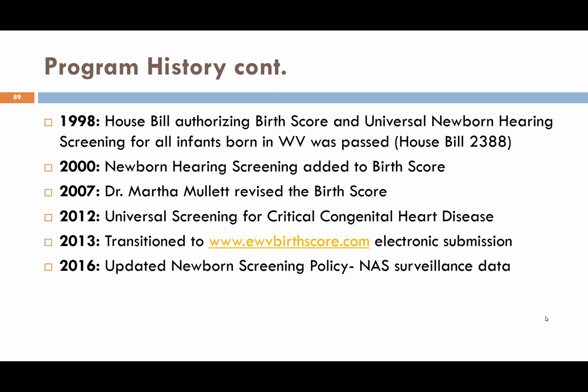So as time went by, one of the big landmark years for this was in 1998, where our legislation mandated the birth score, as well as universal newborn hearing screening for all infants born in West Virginia, was passed. Essentially, doing the birth score on every child was now a law. And then in 2000, we added the newborn hearing screening parts to the birth score.